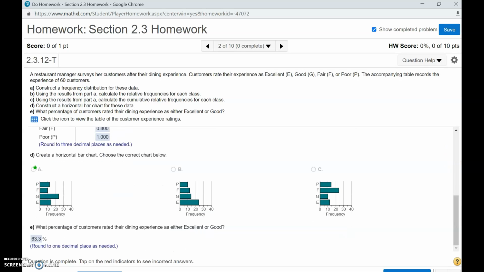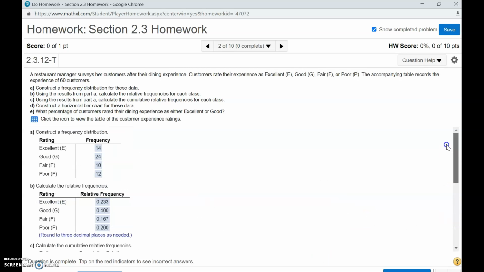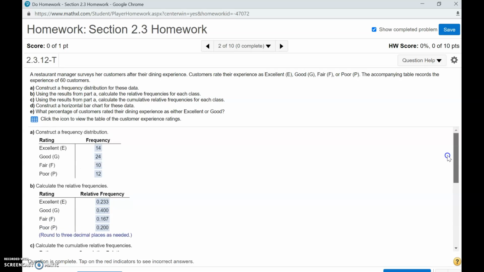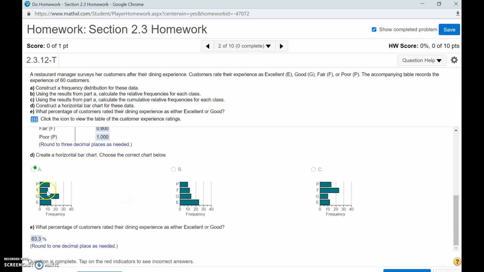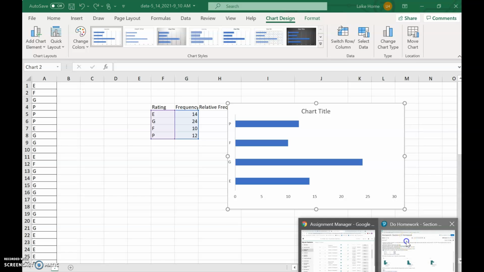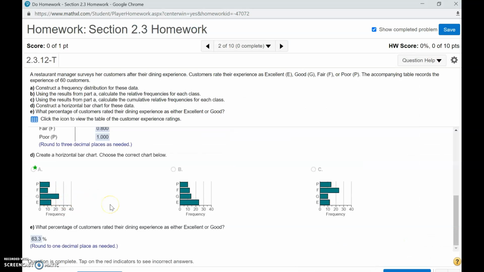Would be 14, 24. Well, let's do it this way. P is 12. All right, so there's 12. And then F is 10. So there is 10. See, this F is above 10, and this F is above 20. So you can use process of elimination, or you can just compare your chart here to the one in the homework.